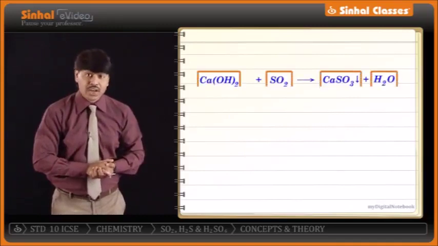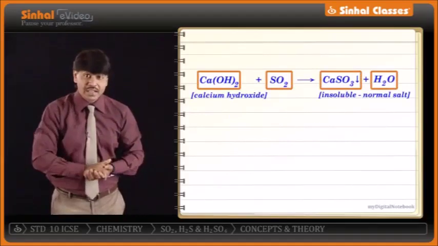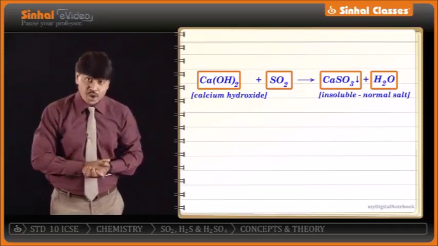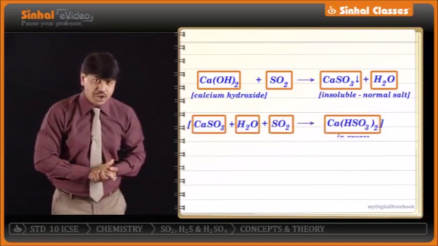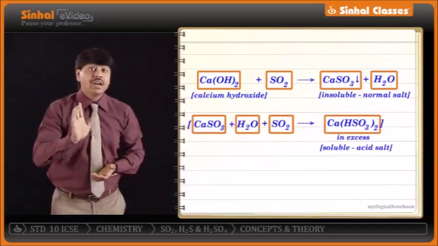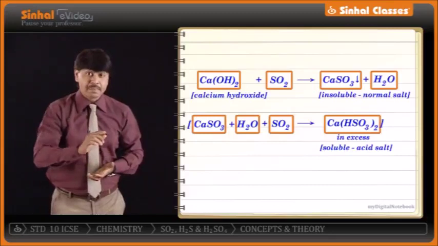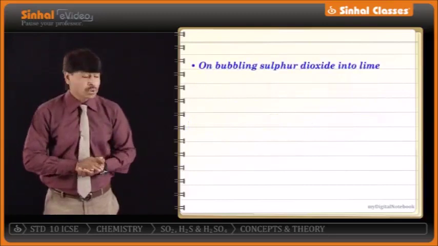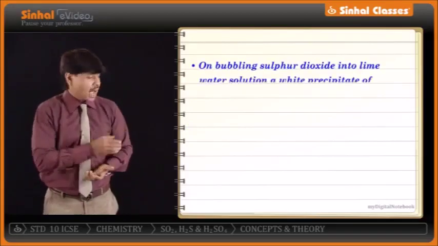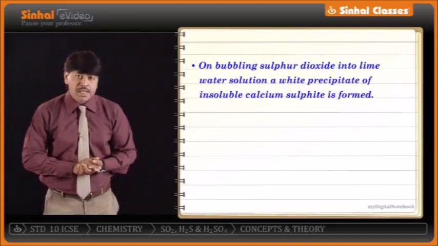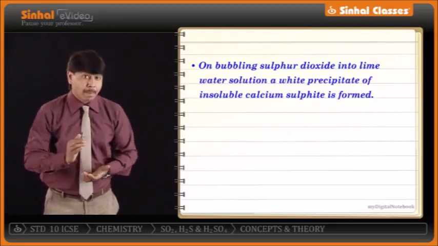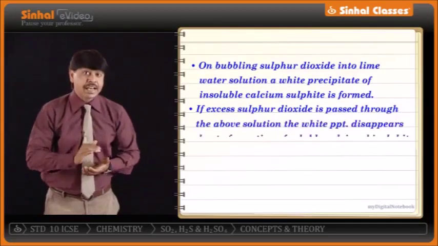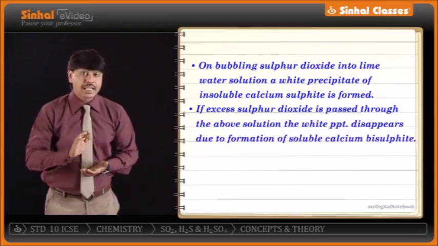testing sulfur dioxide. When you pass sulfur dioxide through calcium hydroxide, we get calcium sulfite, which is insoluble. The moment you pass excess sulfur dioxide through it, it turns colorless, indicating the presence of SO2. On passing sulfur dioxide gas into lime water, a white precipitate of insoluble calcium sulfite is formed. But if excess sulfur dioxide is passed through this white precipitate, it disappears, indicating its solubility.